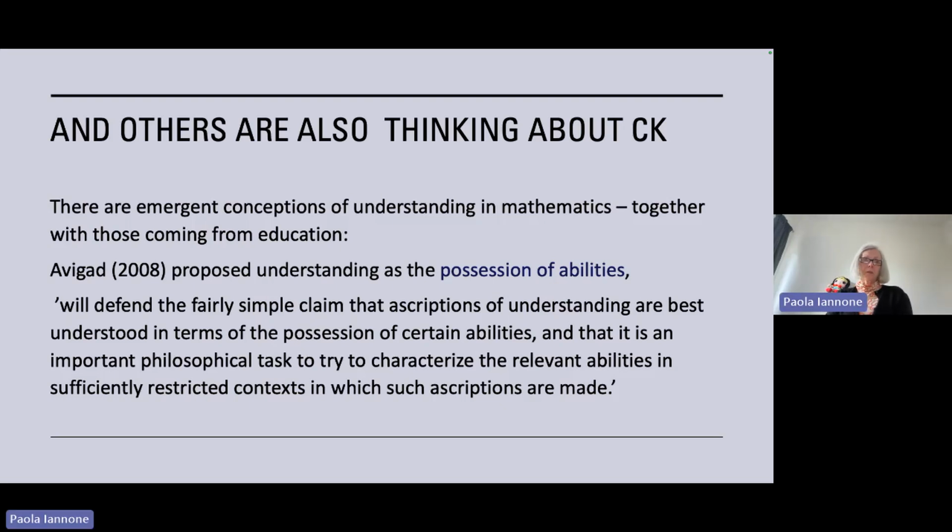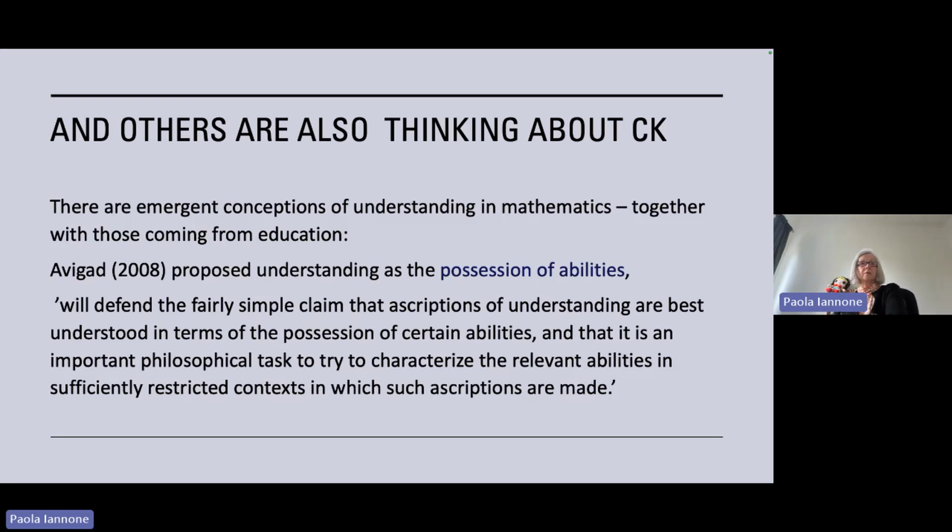Interestingly, after we decided to do this study and Chiara submitted the paper to this conference, which was accepted, I'm very pleased to say, other people are starting to talk about conceptual knowledge and understanding. Already in 2008, Avigad proposed understanding as the possession of abilities. If you think back to the terrible table that I showed before, thinking about conceptual knowledge is thinking about things that somebody can do, linking objects and doing this and that. So it is the possession of the ability to section proofs into goals and sub-goals, handle mathematical objects properly, and so on.